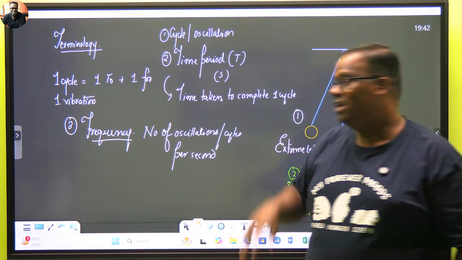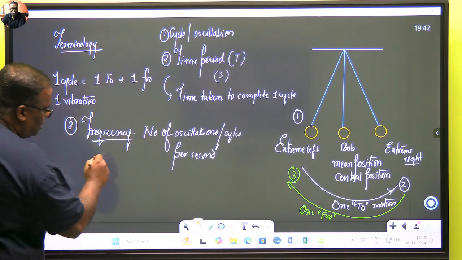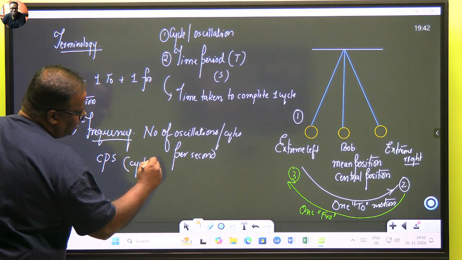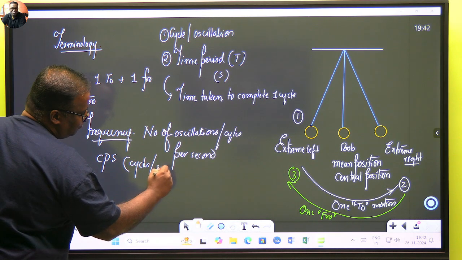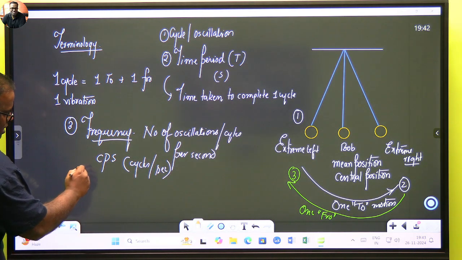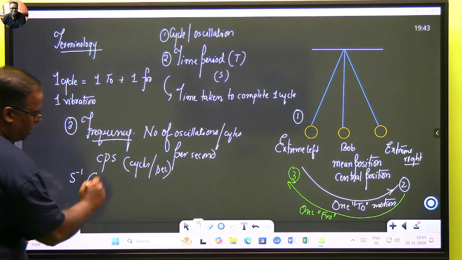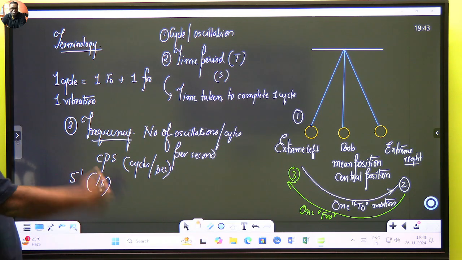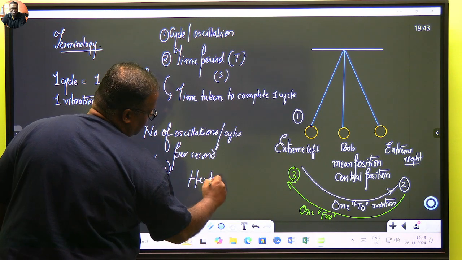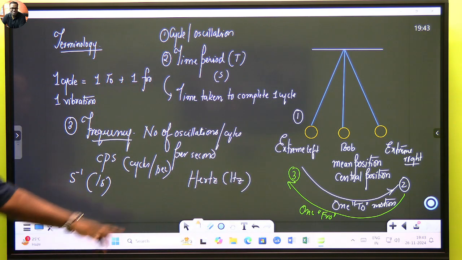Are you understanding? So frequency we say is number of oscillations and its unit is CPS. CPS stands for cycles per second. Also frequency's unit can be second inverse, that is per second. Second inverse means per second. And in the honor of the German scientist, there is one more unit, which we call hertz, and it is written as Hz. This is more commonly used.